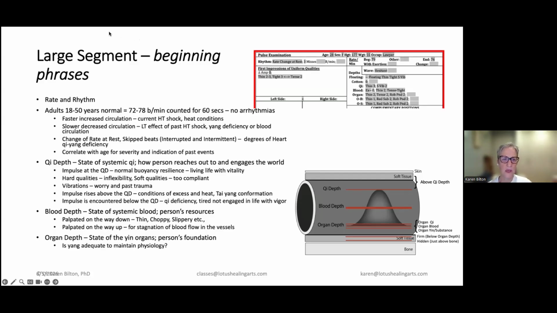So that's a sign of different degrees of heart qi yang deficiency. Also with skip beats. Now, it depends on the degree of change and how often the change occurs, as to the degree of the heart qi yang deficiency. And we always correlate our findings with the age of the person, to get an idea of the severity.